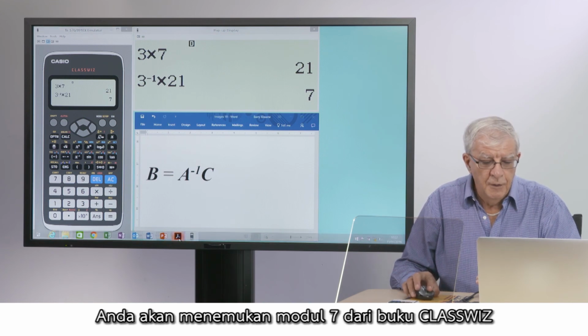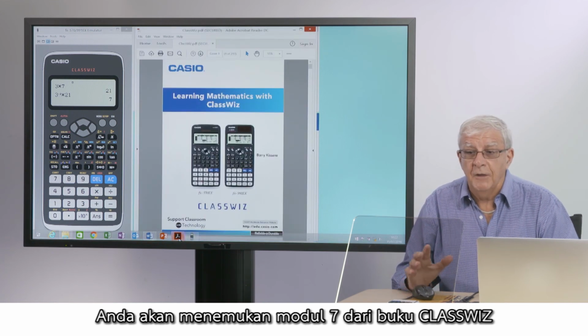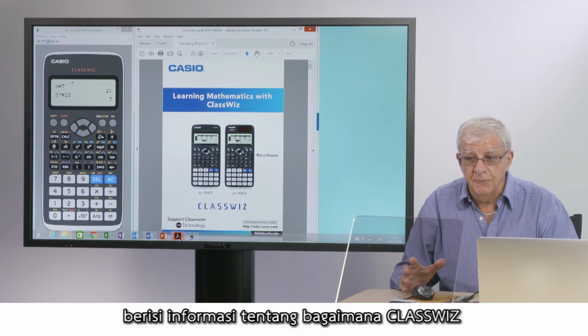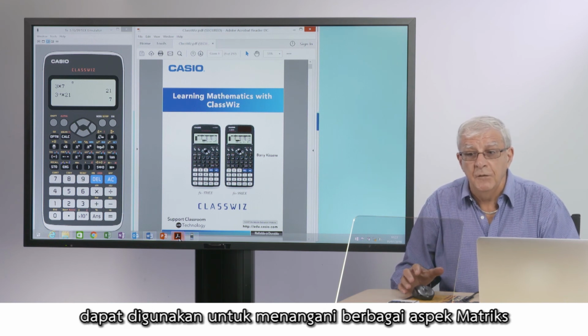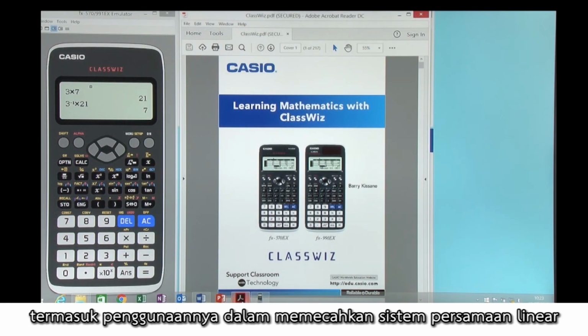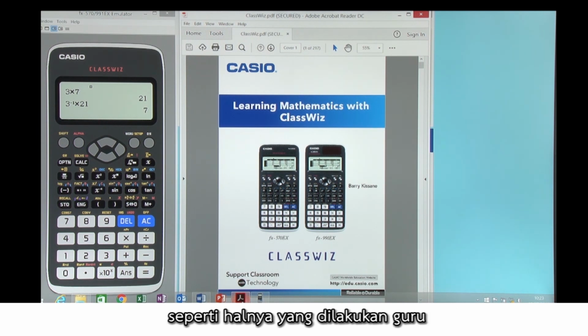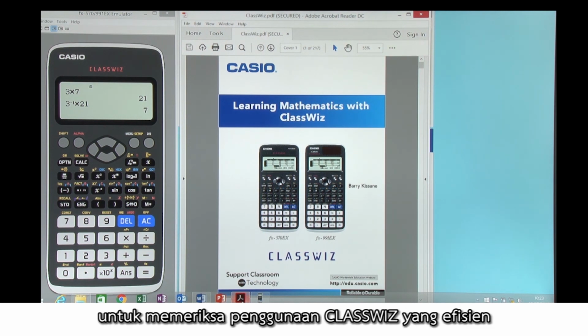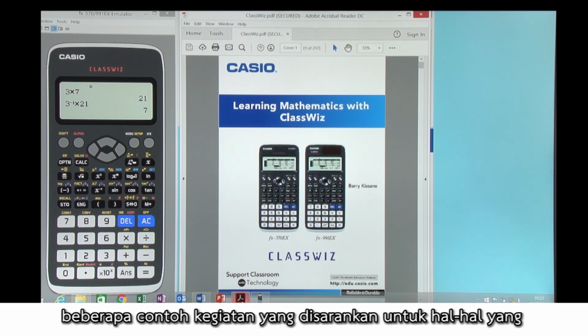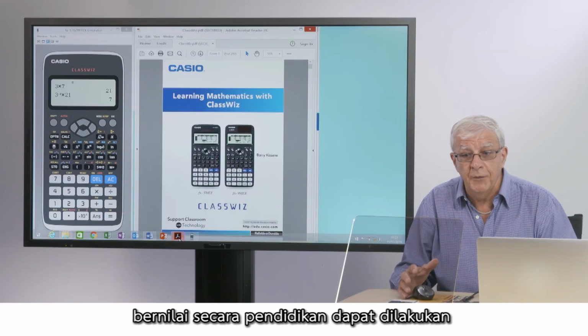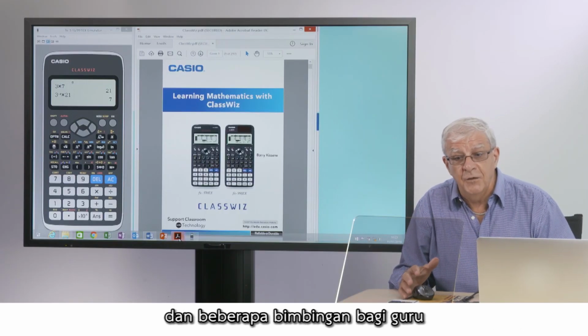You will find that Module 7 of the ClassWiz book contains information on how ClassWiz can be used to deal with various aspects of matrices, including their use in solving systems of linear equations, as well as detailed explanatory text which can be copied for students as well as teachers. The module includes some exercises to check efficient ClassWiz use, some examples of activities to suggest educationally valuable things to do, and some guidance for teachers.